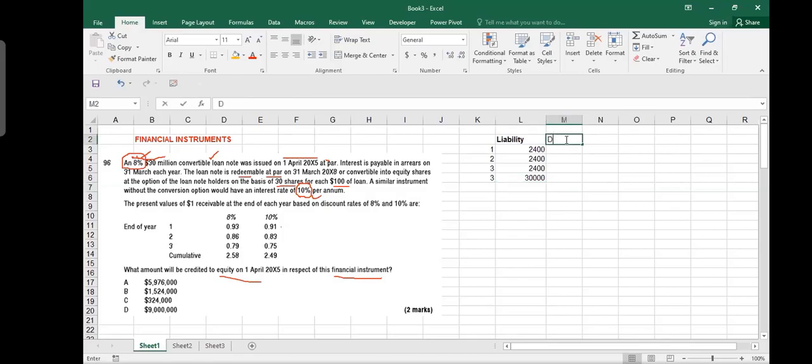And then you've got your discount factors. Which discount factors will you pick up? You will pick up your discount factors at 10%, because the 8% we only use here. We calculated the liability. Let me call it: your coupon rate is 8%, but discounting will be done at the 10% factor.